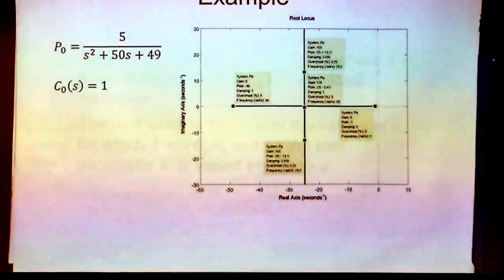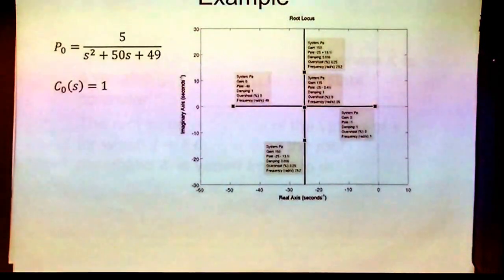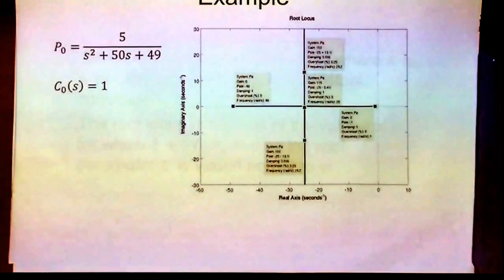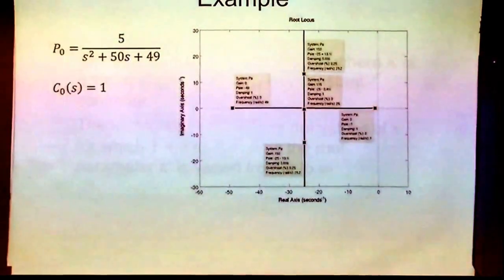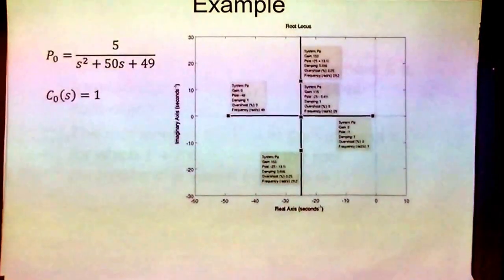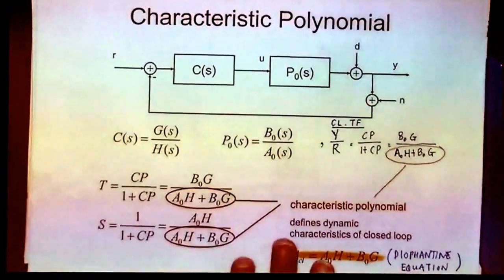Why is this important? Because at the end of the day, what we are telling you is that 1 plus CP is the characteristic equation. If you equate 1 plus CP equals 0, you end up with closed loop poles. And in MATLAB, you can get these closed loop poles using the root locus for different values of K. So that is just explanation.